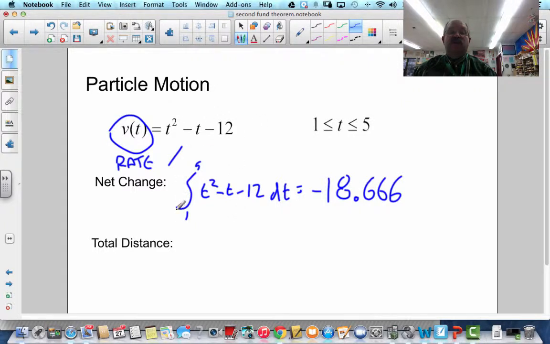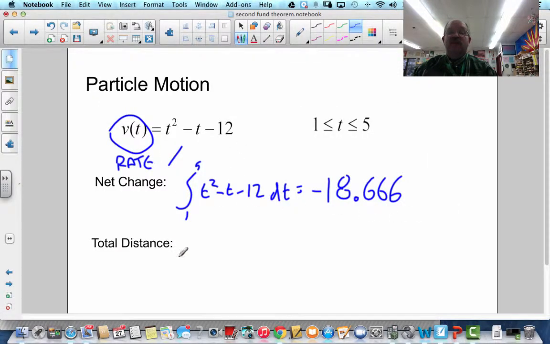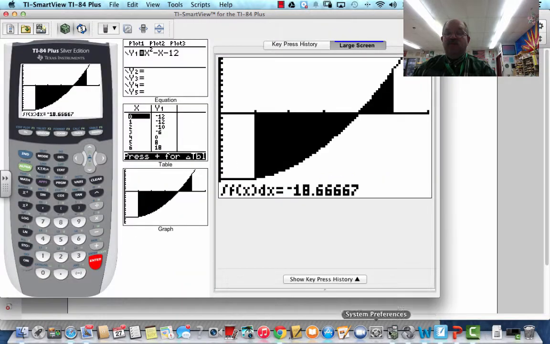So that's the displacement. But what you may have noticed on this particular thing is that some of it's negative and some of it's positive. So we went backwards for a while and then started to move forward. What we might be interested in is the total distance that it travels. In this case, we will just do the absolute value of t squared minus t minus 12 dt, and the calculator will do that for us as well.